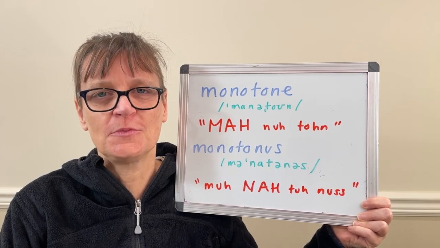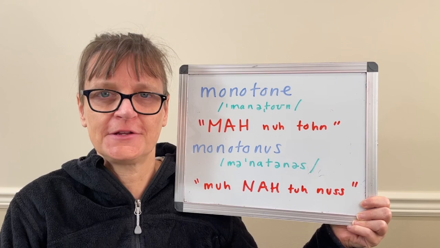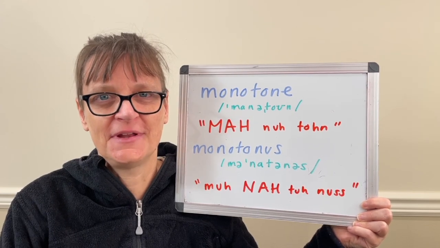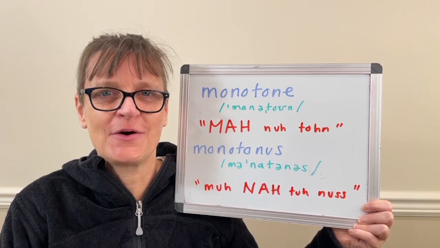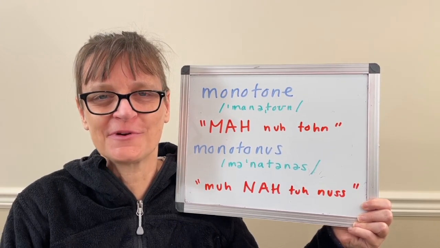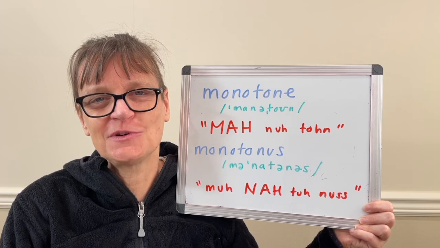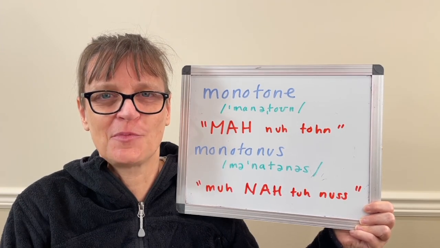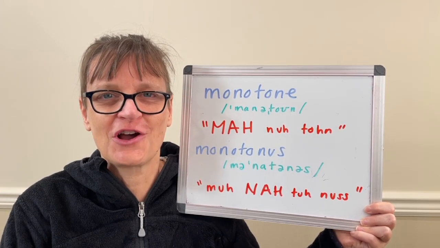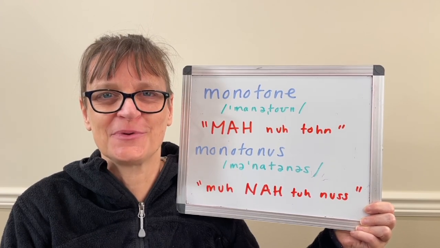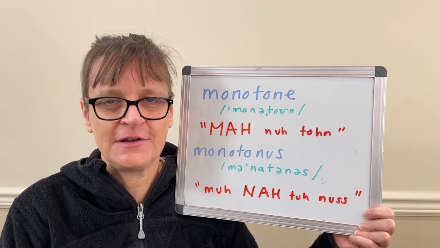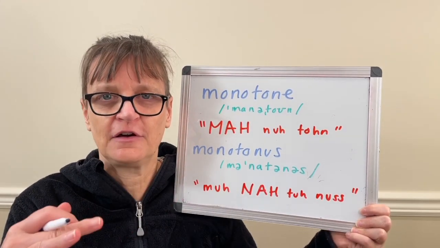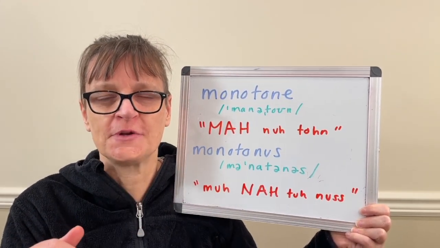In this video, we'll look at how to pronounce monotone and monotonous. And in addition to that, we'll look at how syllable stress affects vowel pronunciation and use these words as a good example to learn a little bit more about when you're approaching longer words, how to learn to pronounce them correctly. So first of all, the word monotone, meaning a flat tone or one tone.